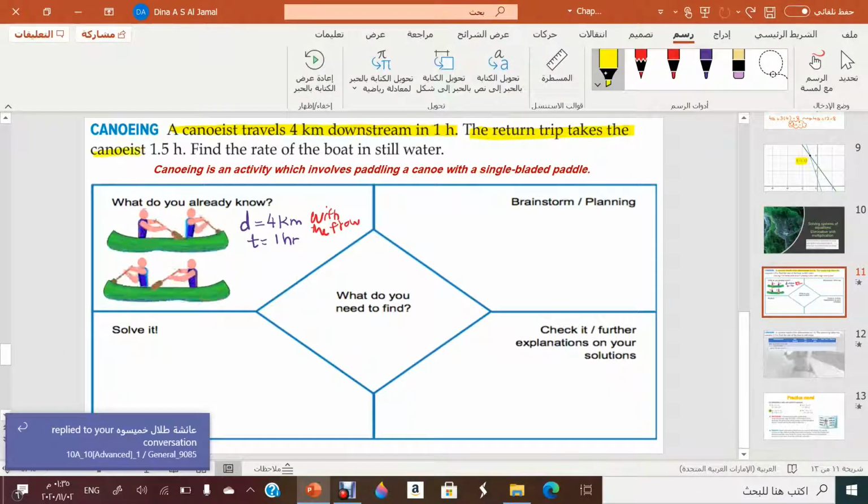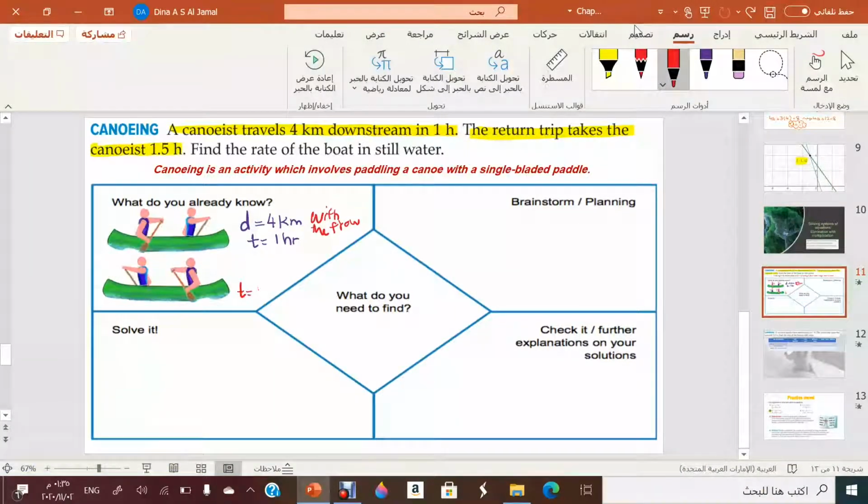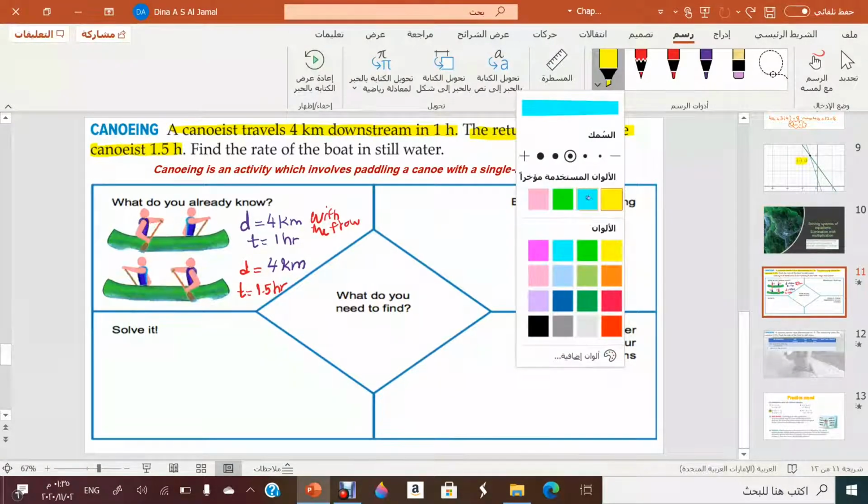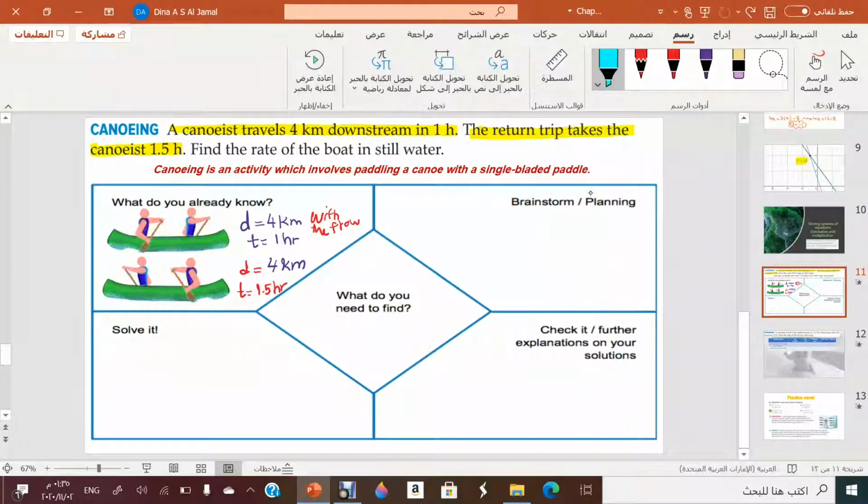So it will be taking 1.5 hours. He gave you the time and he didn't mention anything about the distance because he expects that you understand that it is a whole trip and the whole trip will have the same distance. Let's see, what do I need to find? I need to find the rate of the boat in still water.